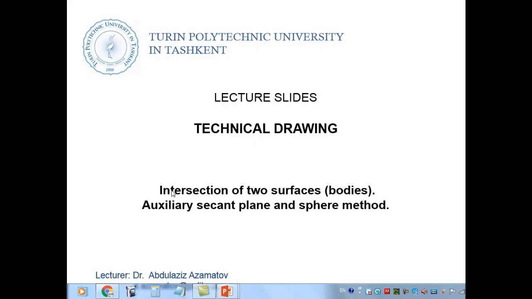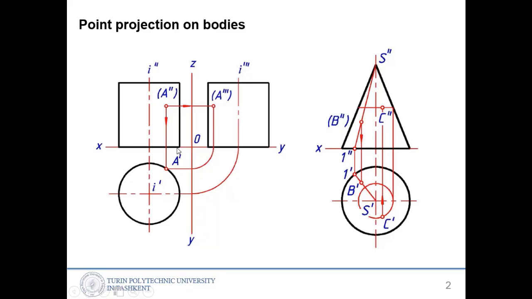In this lecture, we'll study the intersection of two surfaces or two bodies by way of the auxiliary secant plane and sphere method. So here two examples are given. The first example is a cylindrical shape on the left-hand side, and on the right-hand side a cone shape is given. And the way is how to show the points in the orthographic method.